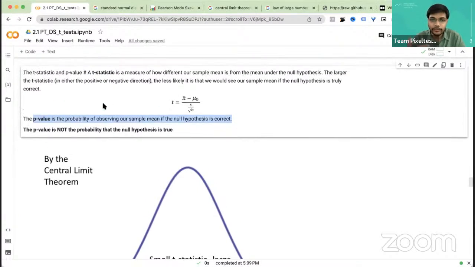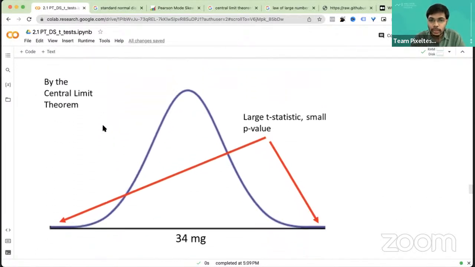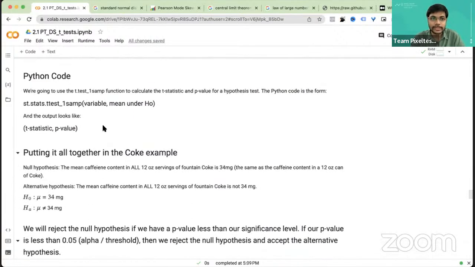So p-value is something that we are deducing. Now, if p-value is not the probability that the null hypothesis is true, right? So if it is not true, the p-value is the probability that will not be true. Okay, so now we've understood these. Now let's try to get into the code.